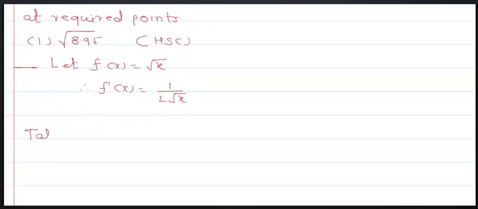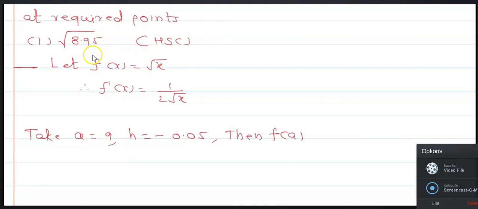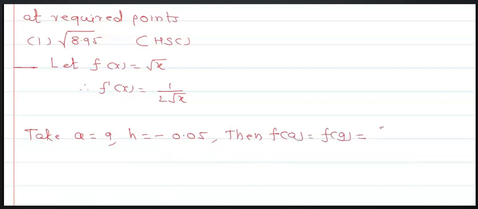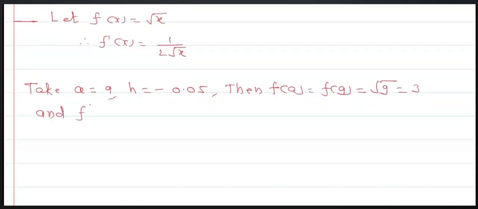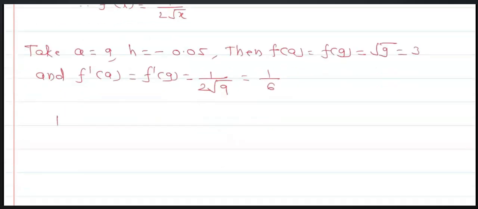Now the function is f of x is equal to root x. Therefore f dash of x is equal to 1 upon 2 times root x. A is equal to 9, the nearest value, and h is equal to minus 0.05. Then f of a is equal to f of 9, that is root of 9, which is 3. f dash of a, that is f dash of 9, is equal to 1 upon 2 into root of 9. Root of 9 is 3, and 3 into 2 is 6.